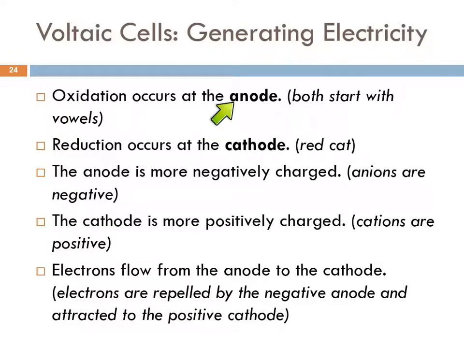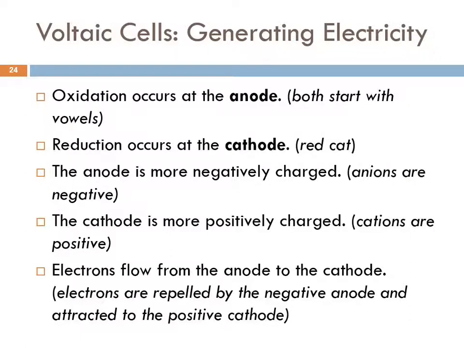Oxidation occurs at the anode. And one way to remember that is both of those start with vowels. Reduction occurs at the cathode. Those both start with consonants. Or you can think about a red cat. A red an... it doesn't make much sense, right?